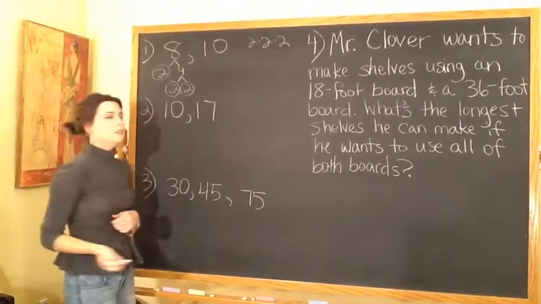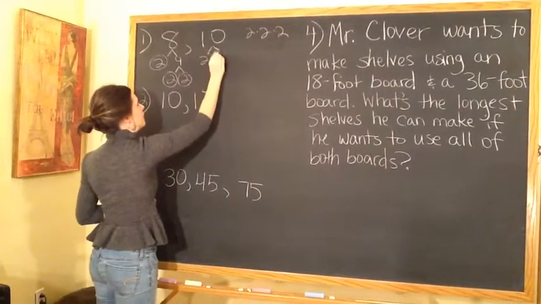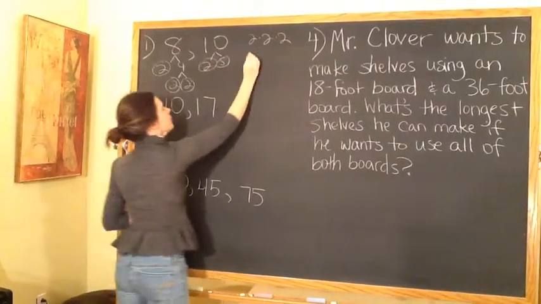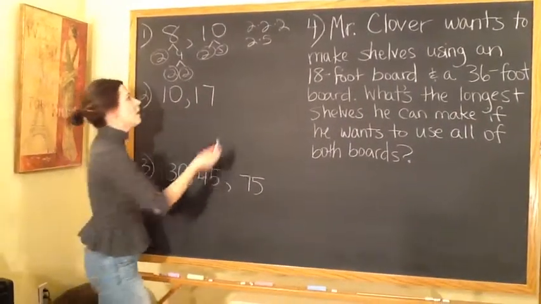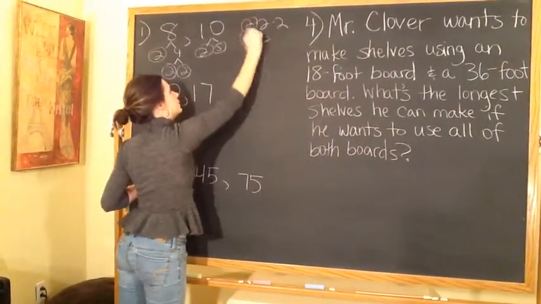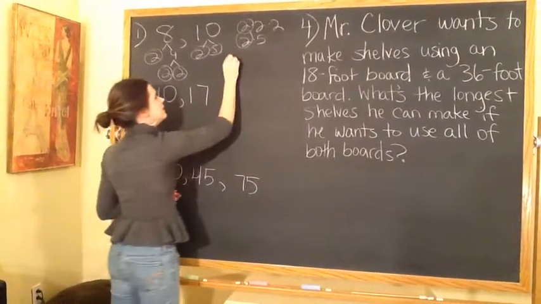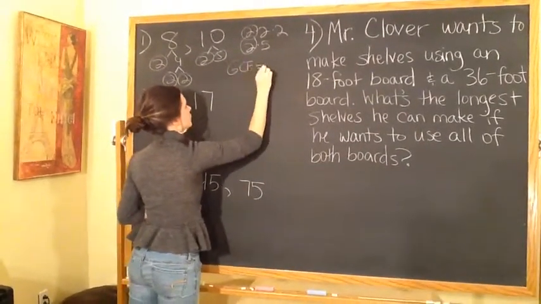Now let's break down 10. In order to get 10, you do 2 times 5. Both of those are prime, so you have 2 times 5. What number or numbers do they have in common? We have a 2 here and a 2 here, and that's all that we have. So our GCF is equal to 2.